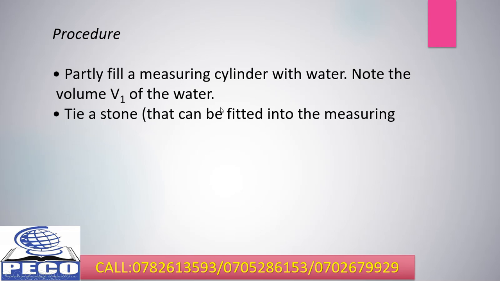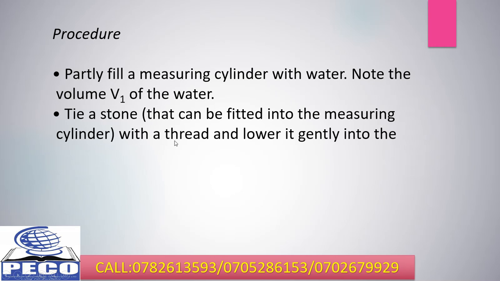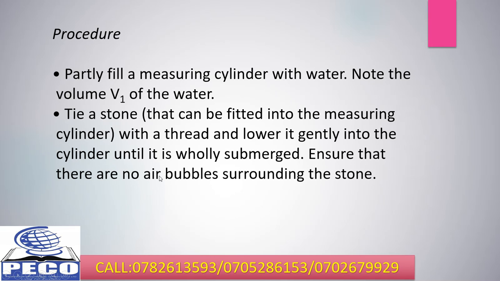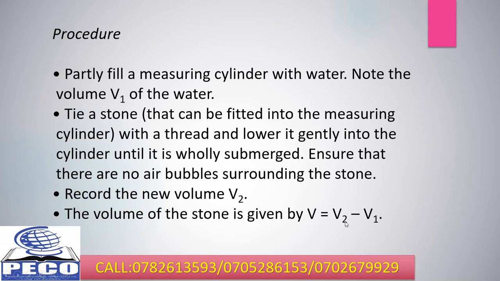Tie a stone that can be fitted into the measuring cylinder with a thread and lower it gently, so that water does not spill out. Lower it gently into the cylinder until it is fully submerged. Ensure that there are no air bubbles surrounding the stone. Record the new volume, which is V2, and the volume of the stone is given by V2 minus V1, just as I've said before, V2 minus V1.